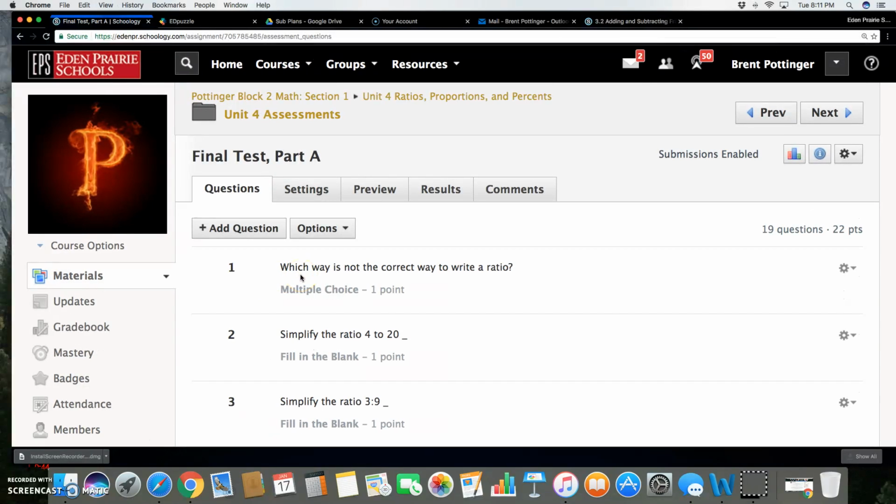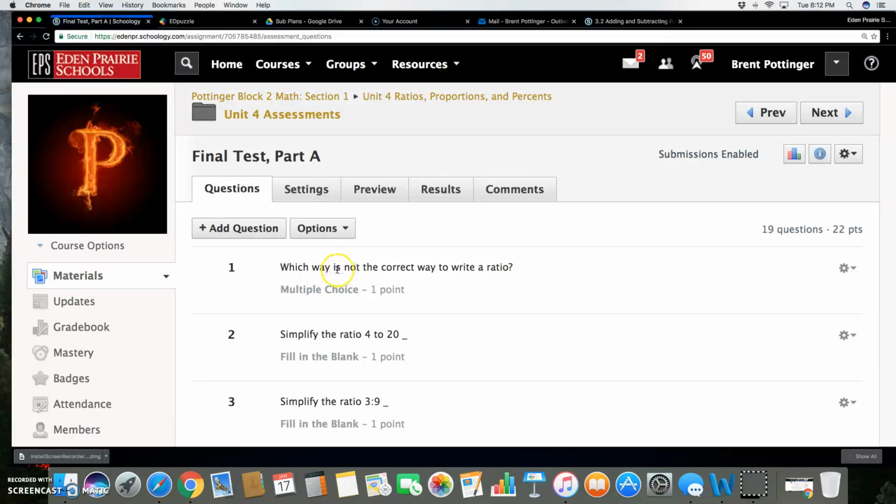You may use a calculator on this entire test. Again, I repeat, you may use a calculator on this entire test. You may use nothing else but a calculator. No cheat sheet, no videos, no Google, no notes, nothing but a calculator and your own knowledge about Chapter 4 on ratios, proportions, and percents.